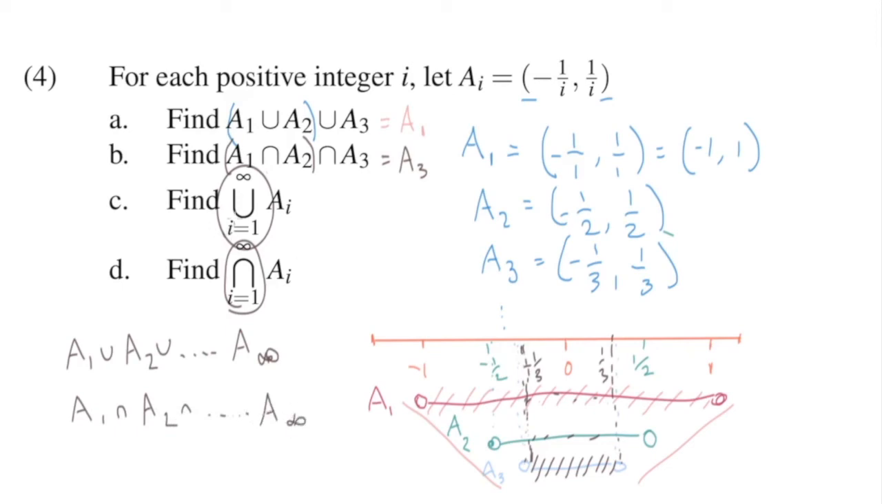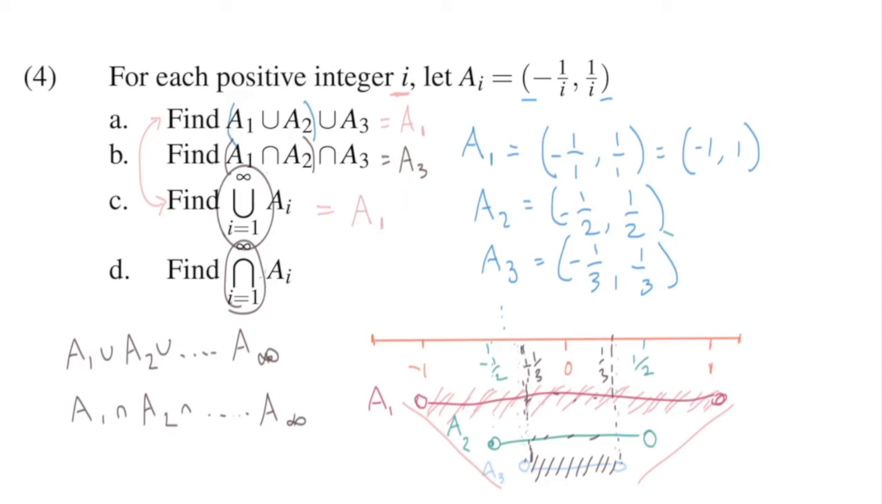Okay, so the answer to C is just going to be the same as the answer to A. Now, why is that? Because A1 is always going to be the biggest interval. So to get the union of all these intervals, all we need to do is take the biggest interval. And the biggest interval contains all the other intervals, right? Because A1 contains all the other intervals. So the answer to that will just be the same as A, so it'll be A1.